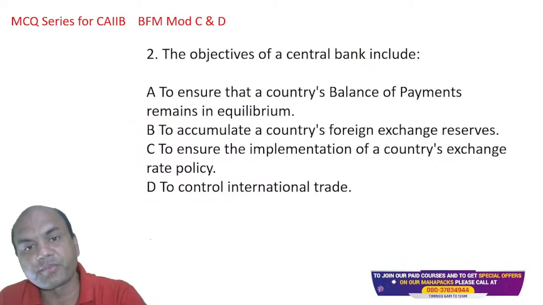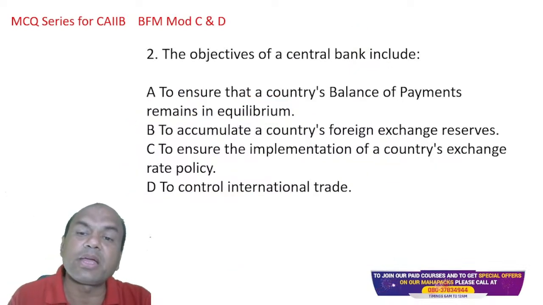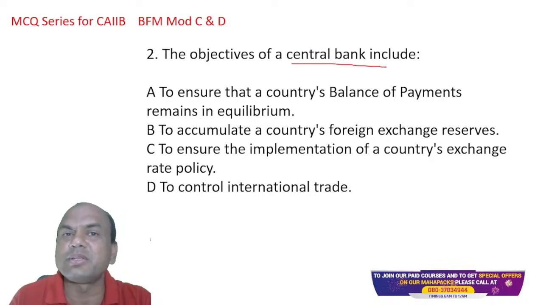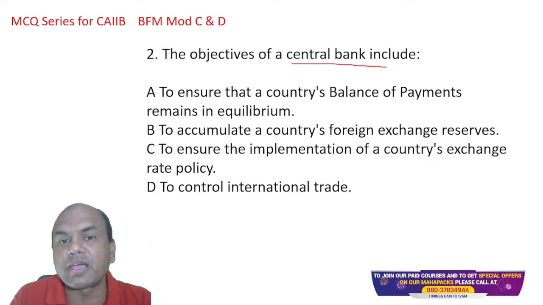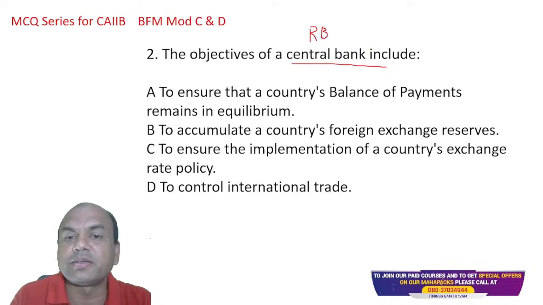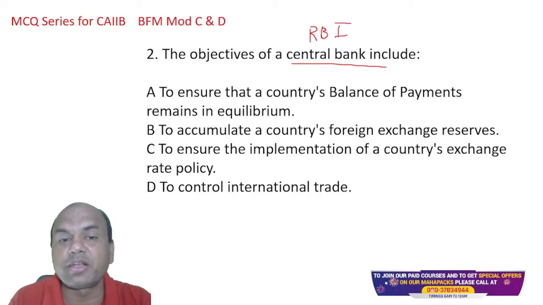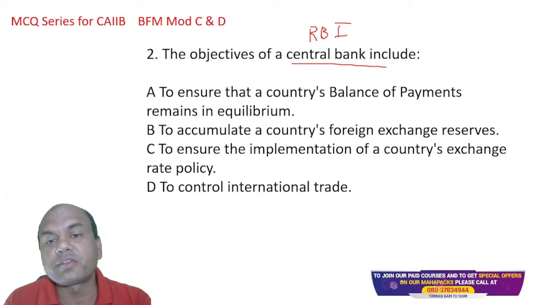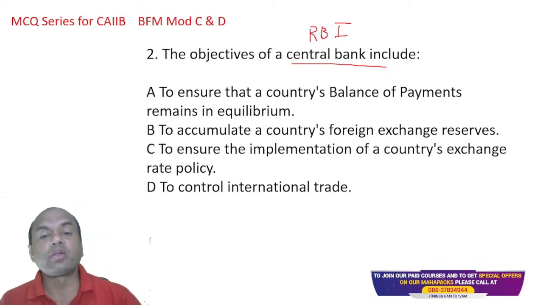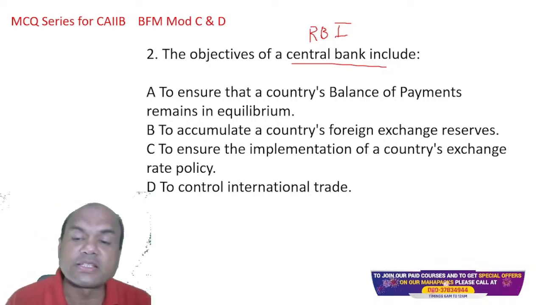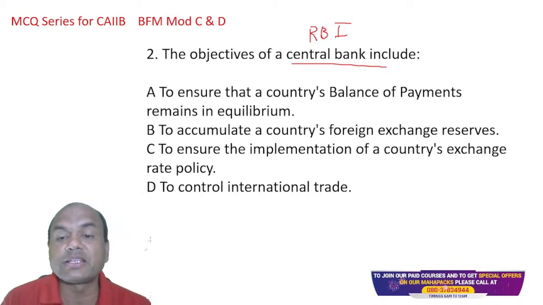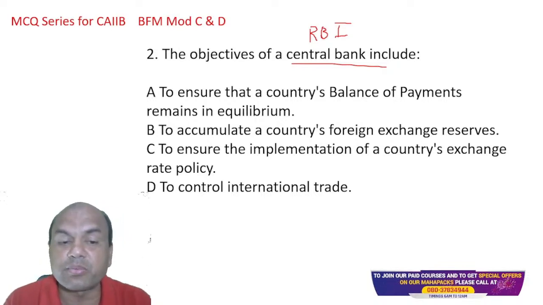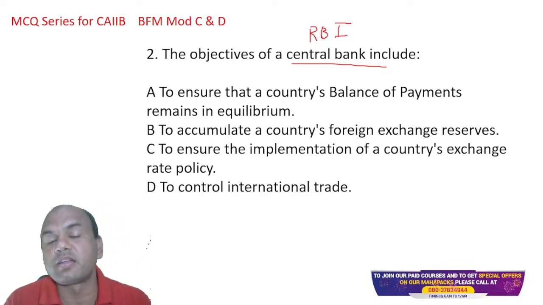Okay. The objectives of the central bank include. What is the central bank? Central bank here means not Central Bank of India. It is RBI. We have a separate bank called Central Bank of India. So the objectives of RBI include: to ensure the country's balance of payments remains in equilibrium, to accumulate the country's foreign exchange reserves, to ensure the implementation of the country's exchange rate policies, to control international trade.